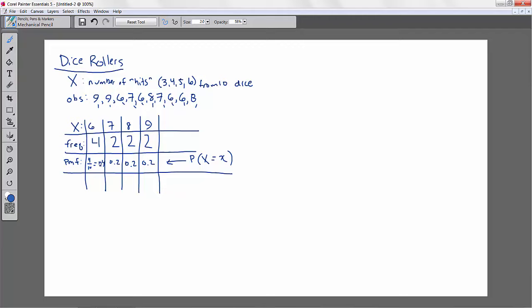So using these values, we can express the probability mass function as a conditional equation. The probability that x takes on a value of 6 is 0.4. So the probability mass function value is 0.4 if x equals 6. It's 0.2 if x equals 7. It's 0.2 if x equals 8. And it's also 0.2 if x equals 9.